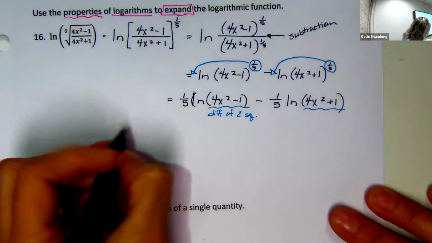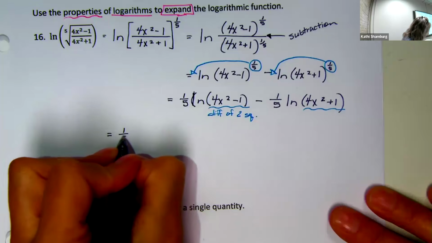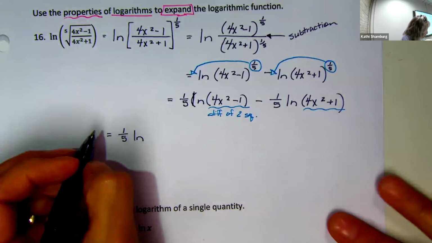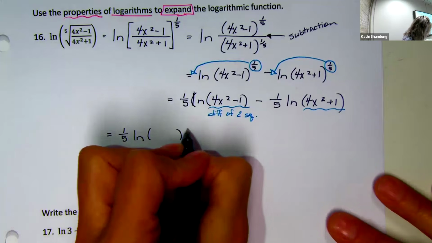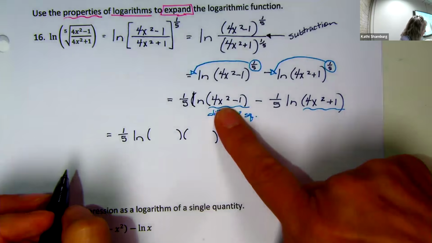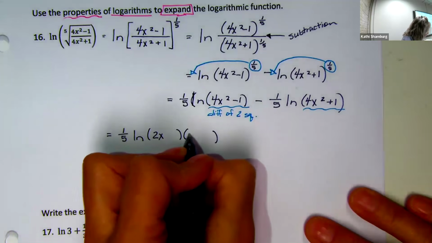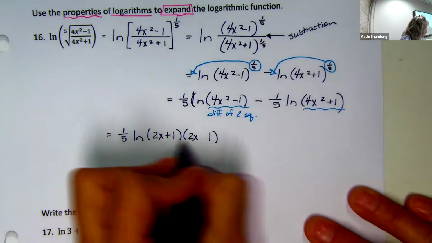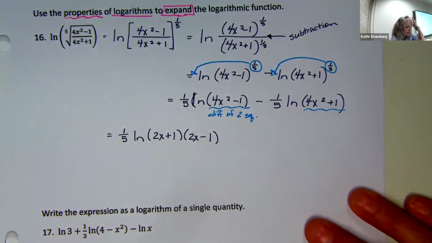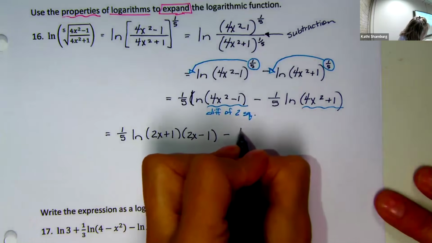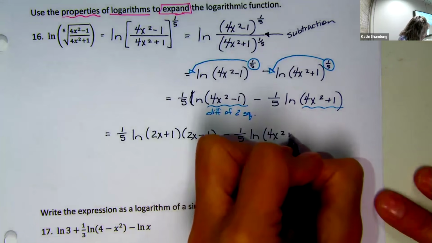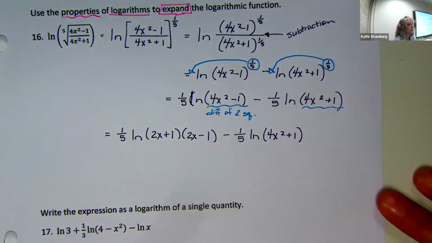Okay, so I need a little bit more room. I have 1/5 the natural log. Okay, I can factor this into two binomials. What times itself is 4x squared? 2x times 2x. What times itself is 1? 1 times 1, and a difference of two squares. One of them's always plus and one of them's always minus. Then we still have minus 1/5. This is not a difference of two squares because of the plus, so we leave it alone. There's not anything else I can do to that.